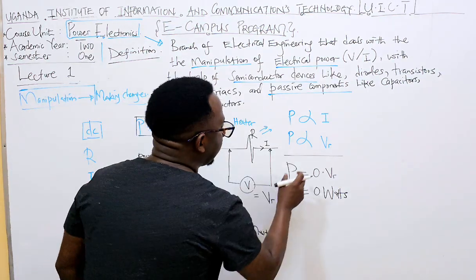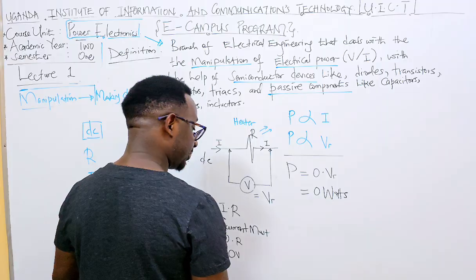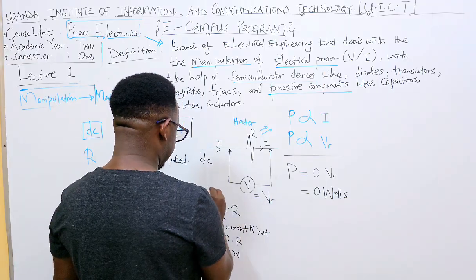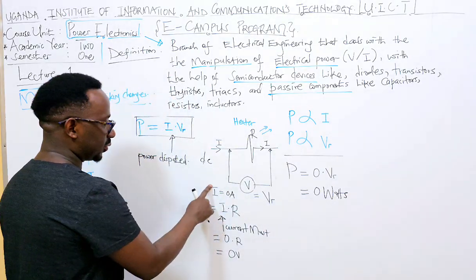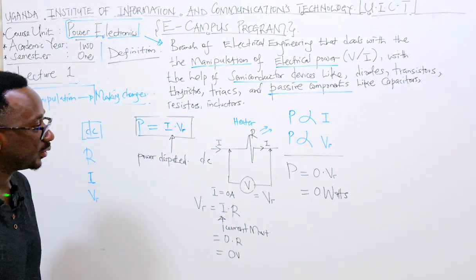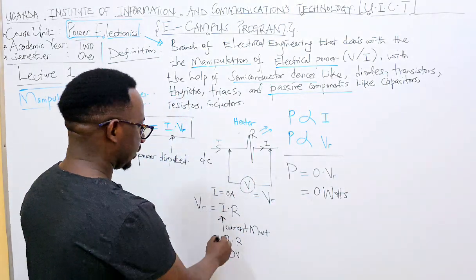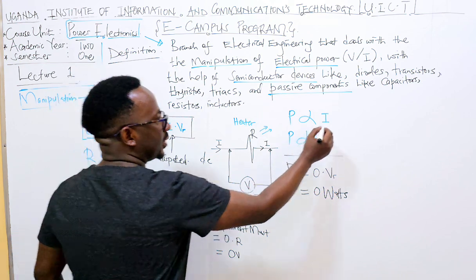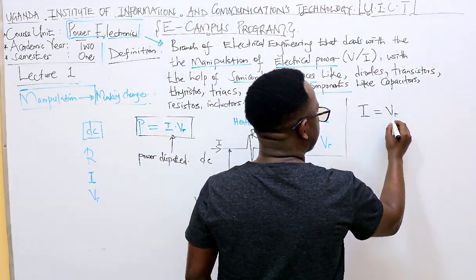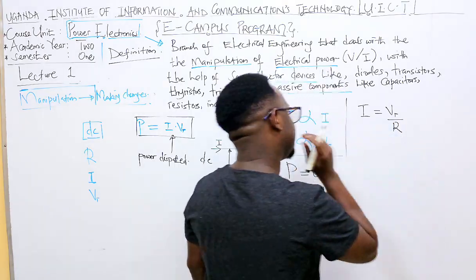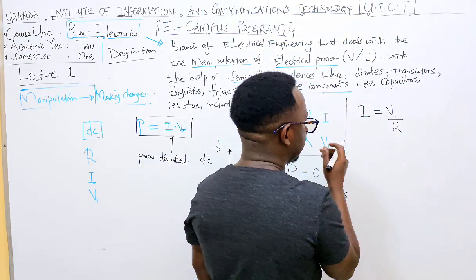So if we are to manipulate the power, we must make sure the current does not go to 0 amps, because we'll have 0 power. So let's say I is some other value, not 0. How do we manipulate I? Remember, I in that circuit is given by the voltage drop divided by the resistance of the load. Very important.